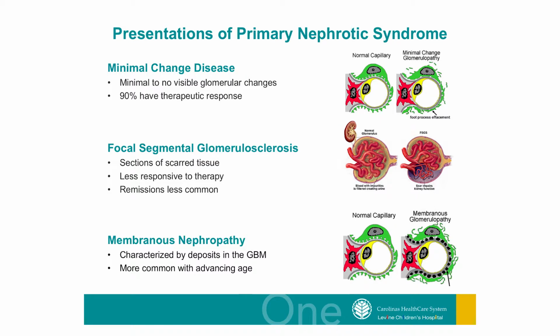When we think about the presentations of primary nephrotic syndrome, this is a slide I borrowed from our NephCure colleagues. We see that there's minimal change, which on histology shows minimal to no visible glomerular changes, and 90% of those will have a therapeutic response. We then can also see focal segmental glomerulosclerosis, which shows more scarring in the glomerulus, and then membranous nephropathy, which we didn't used to see much of in the pediatric population, is predominantly more of an adult disease.